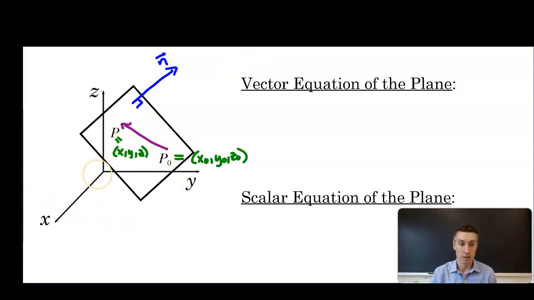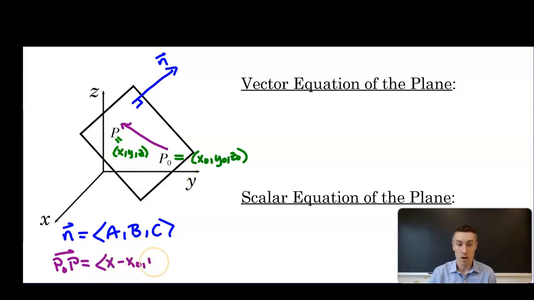And underneath, let's just define some pieces. So n is the normal vector. Let's give it some components that will be useful when we write the equations out. So we'll call that capital A, B, C, since we use lowercase a, b, c for our line video. And this vector that we just defined between P naught and P, terminal minus initial, is x minus x naught, y minus y naught, z minus z naught.